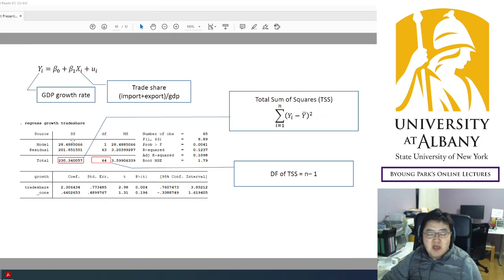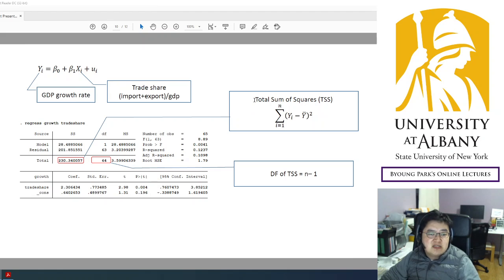So we learned what these numbers mean. We are focusing on this table, and we learned explained sum of squares and residual sum of squares. And the third row is the total sum of squares. Total sum of squares is the total variation in the original actual outcome variable. In our example, it is the GDP growth rate. So GDP growth rate within 65 countries has this much variation.